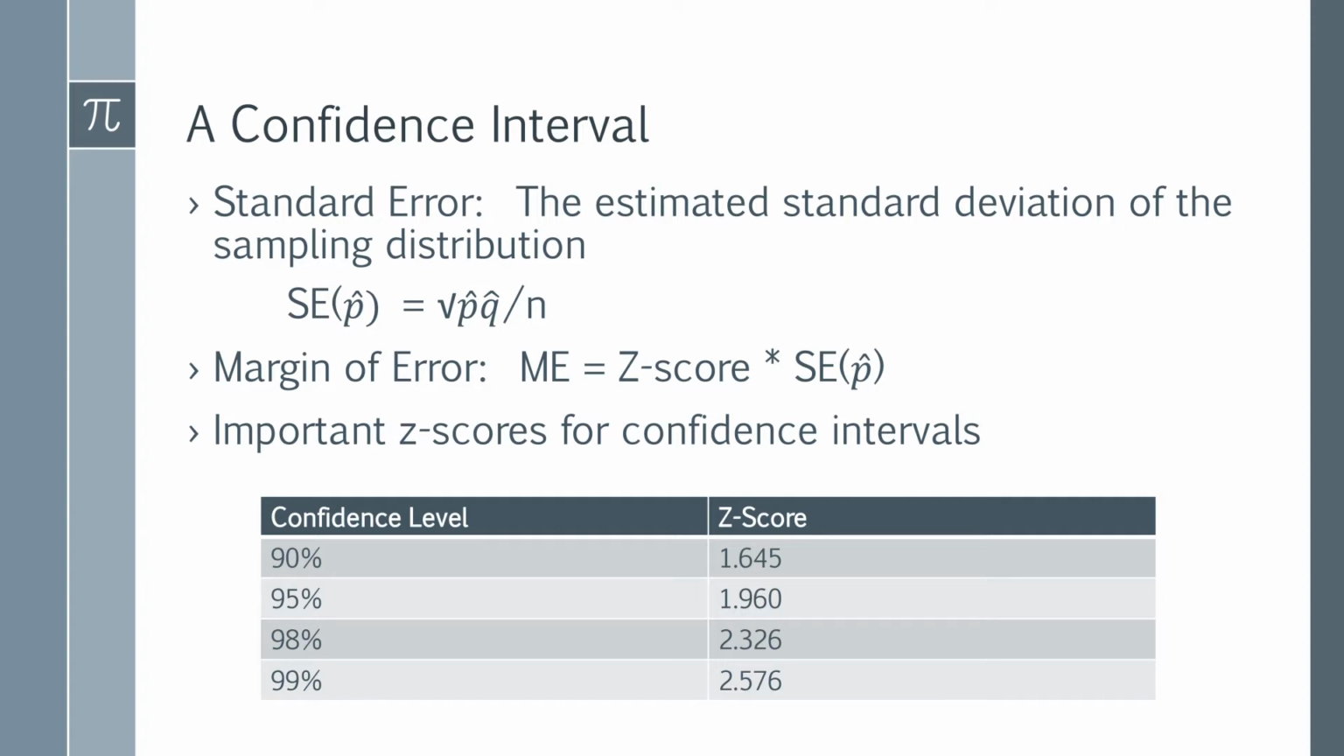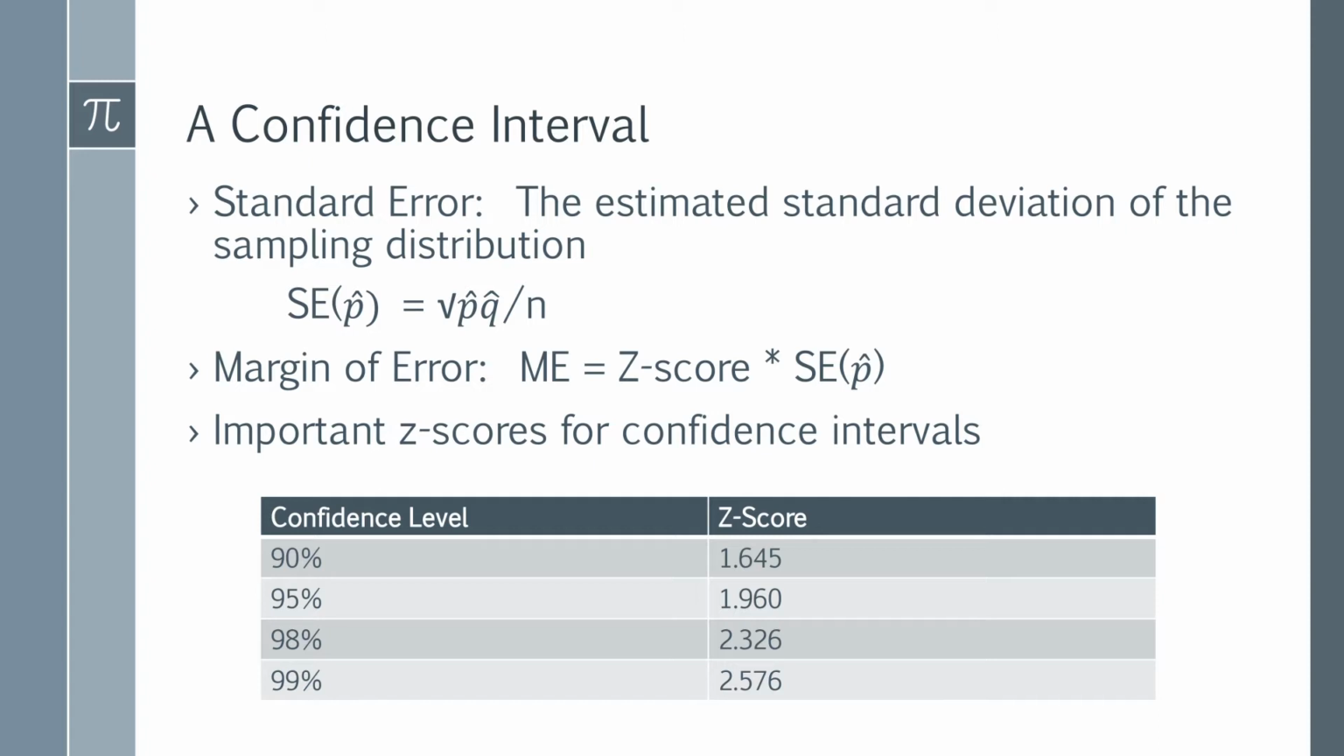The first here is the standard error, and that's the estimated standard deviation of the sampling distribution. Its notation is SE of p hat, and that's equal to the square root of p hat times q hat divided by n. The next component is the margin of error, which I abbreviate as ME, and that's equal to the z-score times the standard error of p hat.